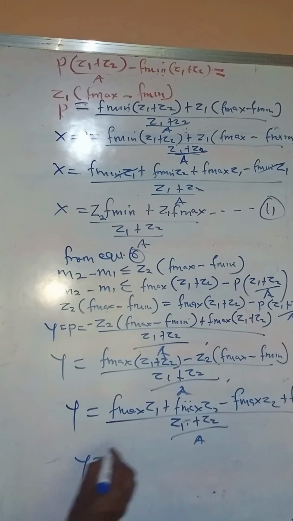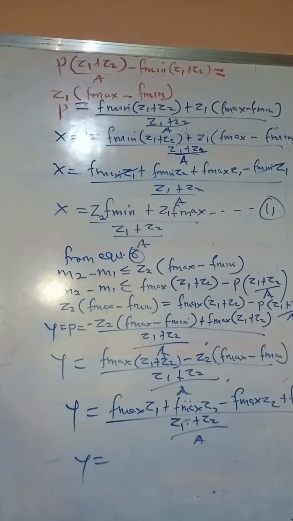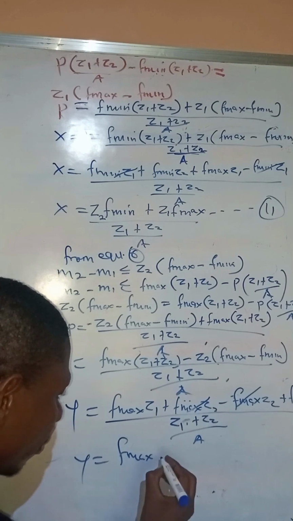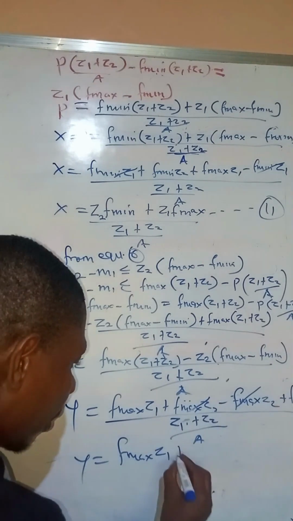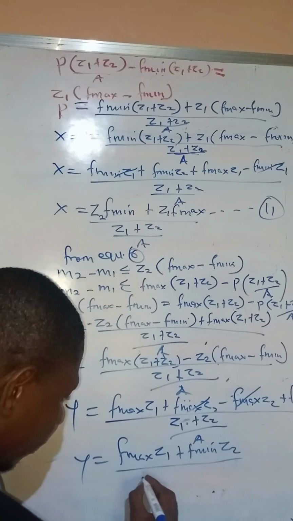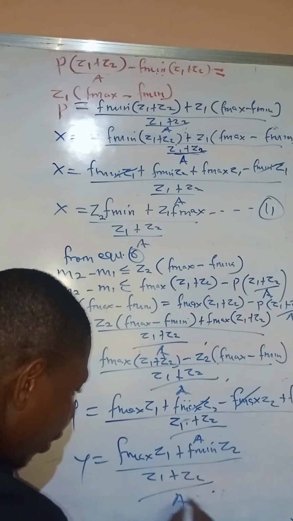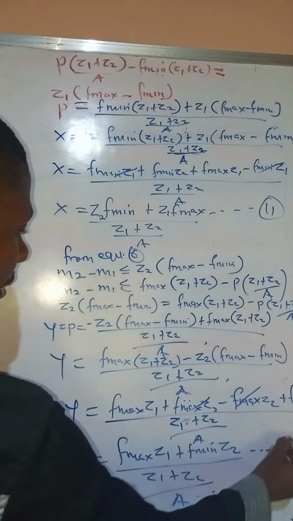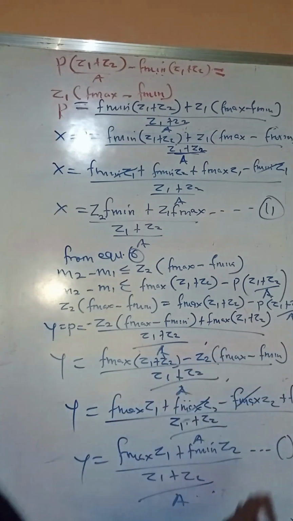Okay, so we can simplify further. We have F maximum Z1, F maximum Z2, so this and this can go. So we'll have F maximum Z1 plus F minimum Z2 over Z1 plus Z2 over A. All right, so we'll have that on the board. Instead of leaving it in this format, we'll call this one our equation 12. So we round up at this point, getting equation 12 and equation 11 as our critical forces.